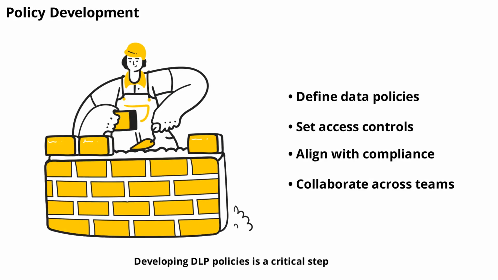Developing DLP policies is a critical step. Policies define what data is protected, who can access it, and what actions are allowed or blocked. This phase, lasting 2 to 3 weeks, involves collaboration between IT, compliance, and business units. Well-crafted policies ensure your DLP solution enforces the right controls and aligns with regulatory requirements.